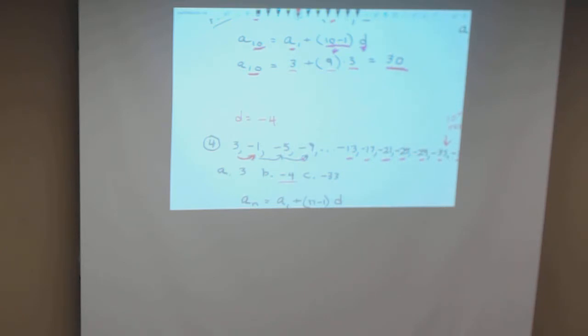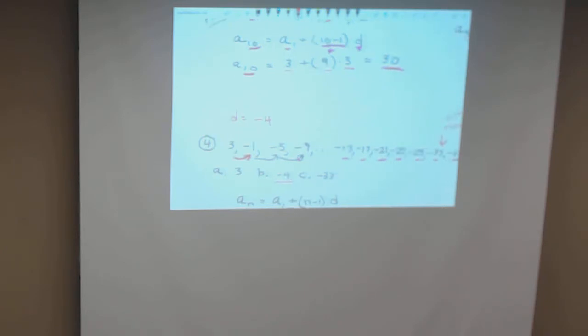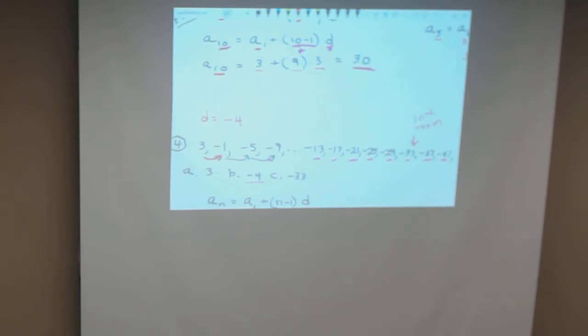And what's the 10th term? Now, see, just keep subtracting 4. Negative 5 minus 4 is negative 9. Negative 9 minus 4 is negative 13. Negative 17, negative 21, negative 25, negative 29, negative 33, and there's the 10th term. Negative 33.